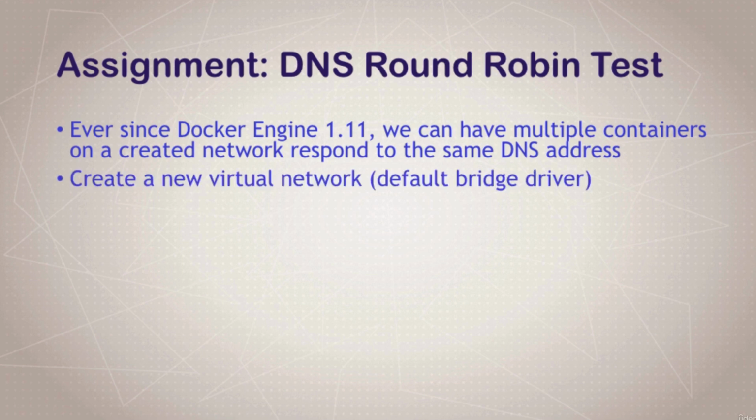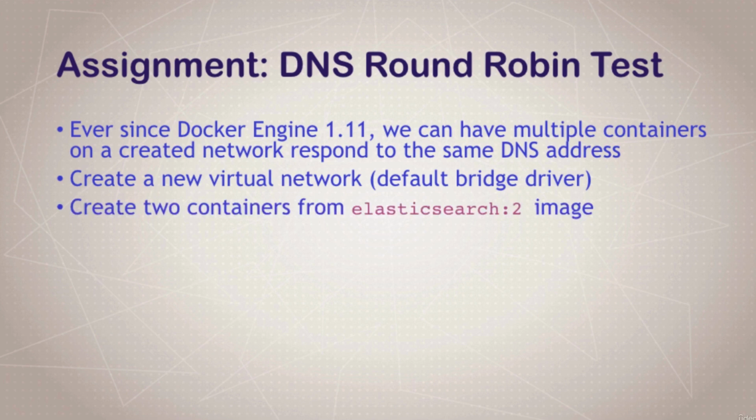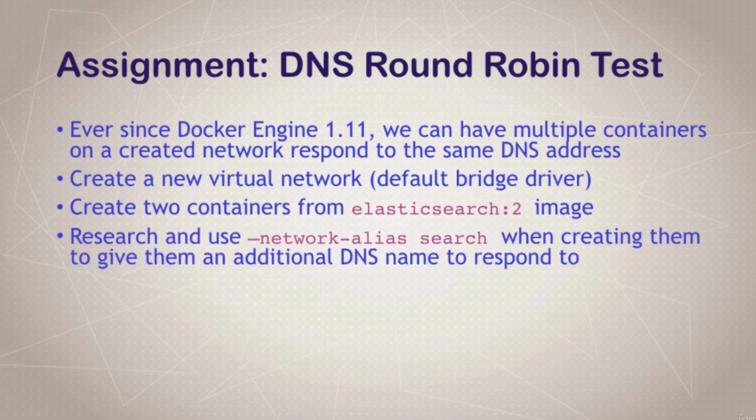So for this one, you're going to first create a new virtual network, call it whatever you want, and you're going to set up two containers using a new image called Elasticsearch, and specifically version 2 of Elasticsearch. So Elasticsearch isn't really a part of this course, but it's becoming a popular data store for, well, really just for search, hence the name, right? So it's actually in a JSON format when you hit it from curl. So what we're going to do is use it as a quick test because it's really easy to use in this scenario.